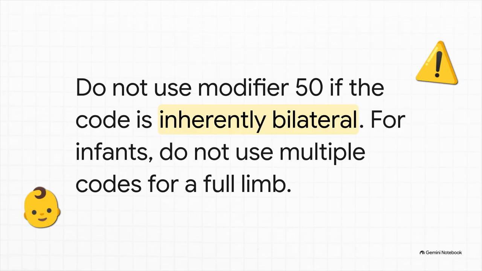Here's a strict rulebook call-out for you. If the CPT code descriptor itself explicitly includes the word bilateral, you absolutely do not assign modifier 50. If you do, that's double billing, and we definitely want to avoid that. Also, keep the infant rule in the back of your mind. Because infants are so tiny, an entire limb might actually fit onto a single imaging cassette. If that entire infant limb is captured in one single study, you do not report multiple individual joint codes, just the one.